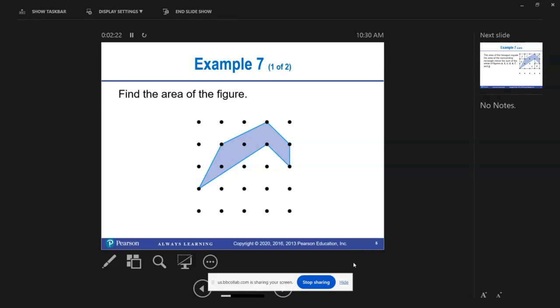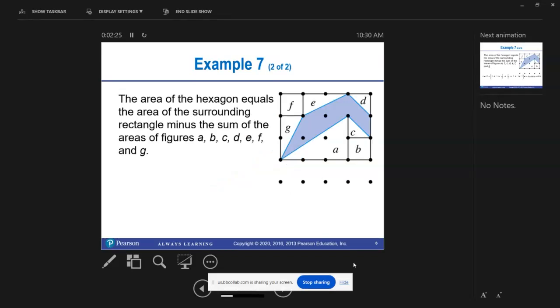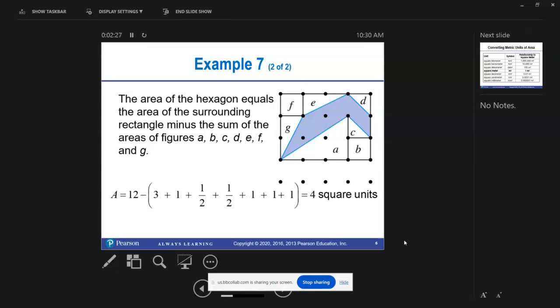Okay, and then here's an example of how you would do that. You can see that you have some half areas here that you're going to end up subtracting off.